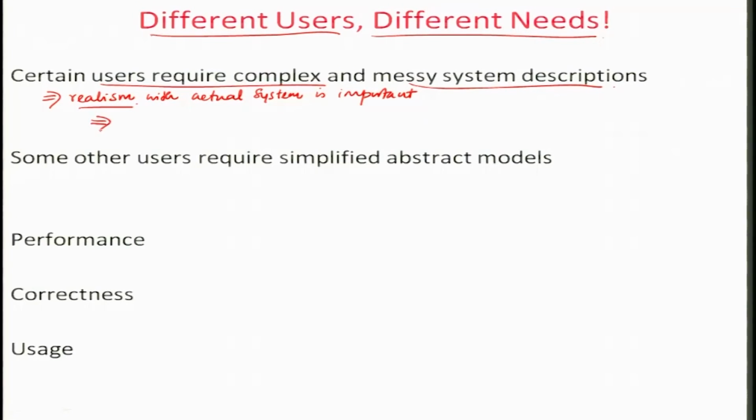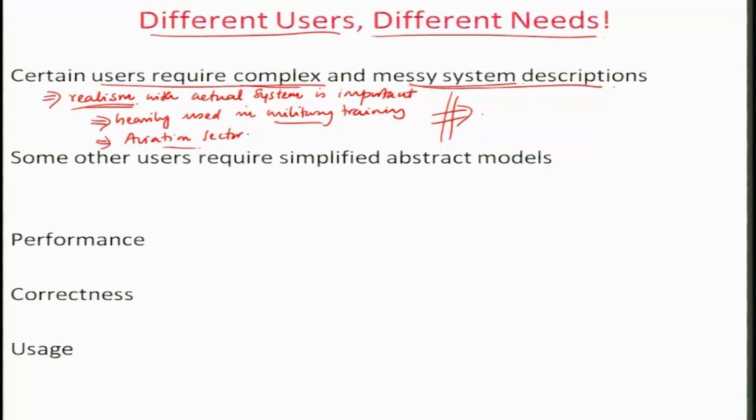Heavily used in military training, aviation sector. The simulations used in the military and aviation sector have quite complex and messy system descriptions, because you want to have it as close to reality as possible. So, these are typically what we call expensive models. The more realistic the model is, the more expensive it actually becomes.